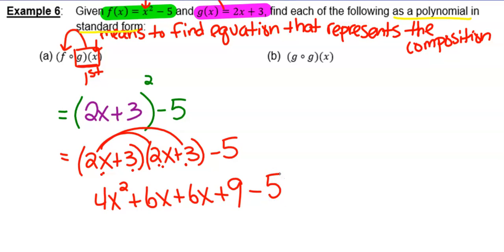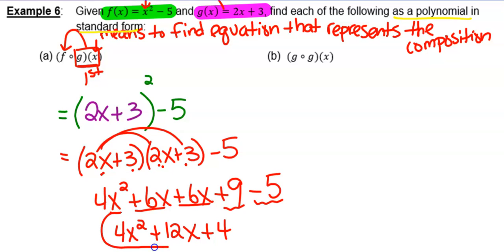And lastly, combine like terms. 4x squared. 6x plus 6x is 12x. And then 9 and negative 5 is 4. And that's the composition of functions of f of g of x.